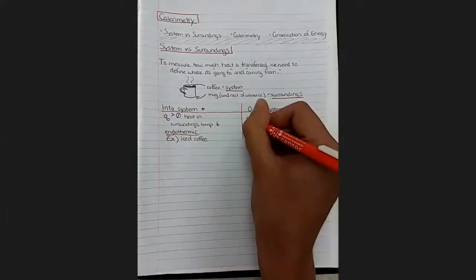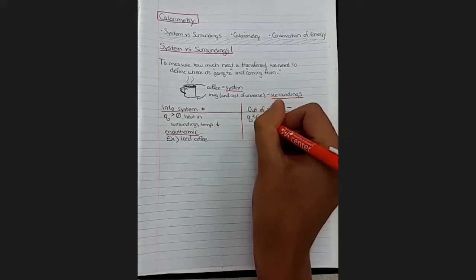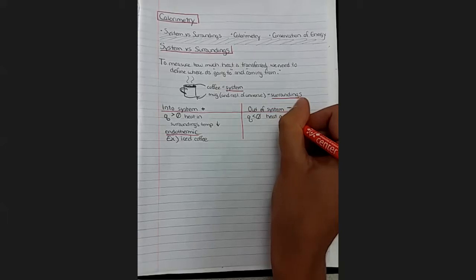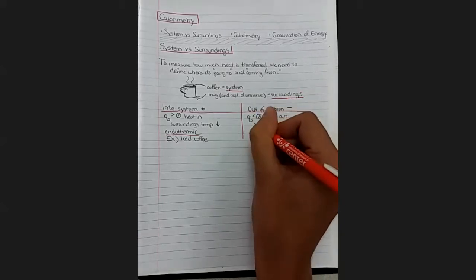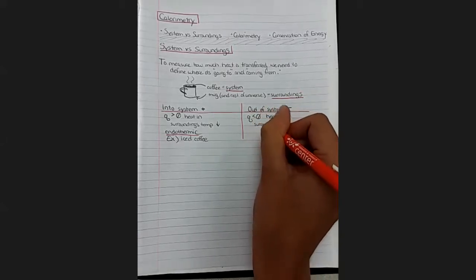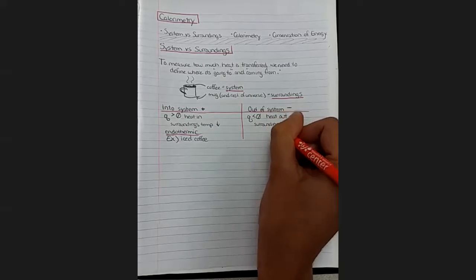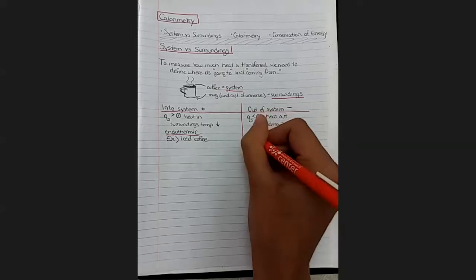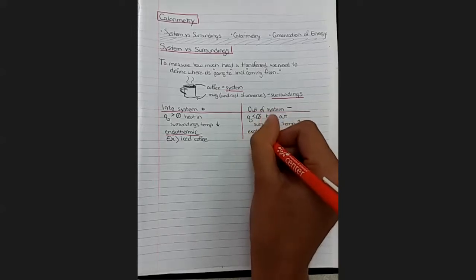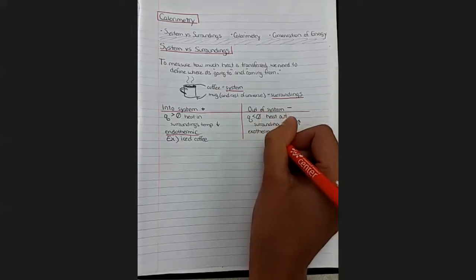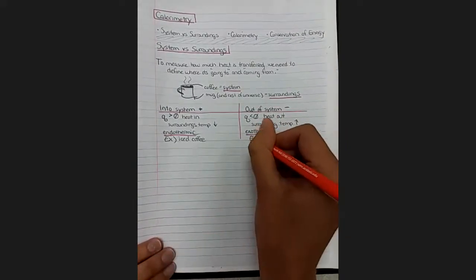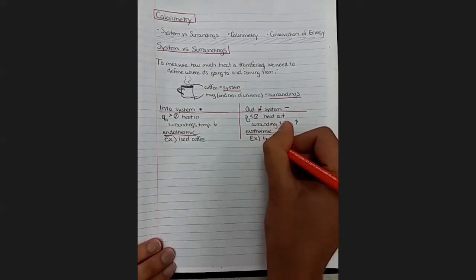So now for our other situation, if we have a Q value less than 0, heat is going out of the system. And that means the surroundings temperature is going to be increasing. And we call this exothermic. Exo means out, and thermic means heat. And an example is going to be a hot coffee.